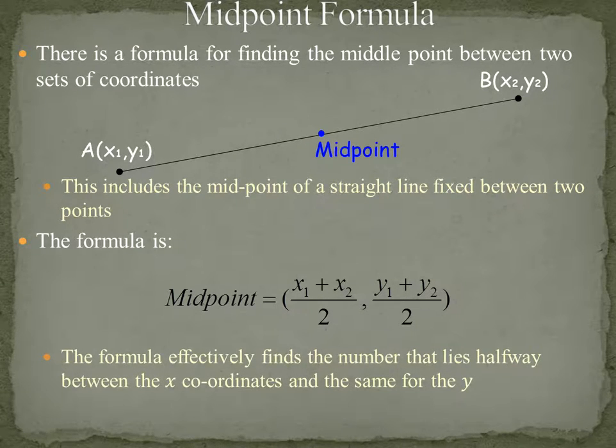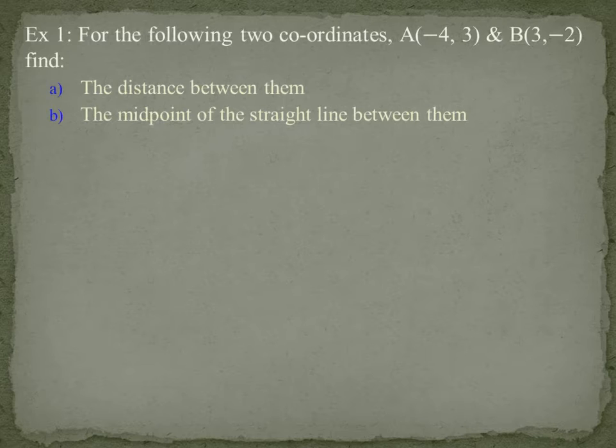And remember, the formula effectively finds the number that lies halfway between the x coordinates, and the same for the y. That's its purpose. So here's an example to try, which also includes a question on the distance formula as well. For the following two coordinates, we've been asked for A, to find the distance between them, and B, the midpoint of the straight line between them.